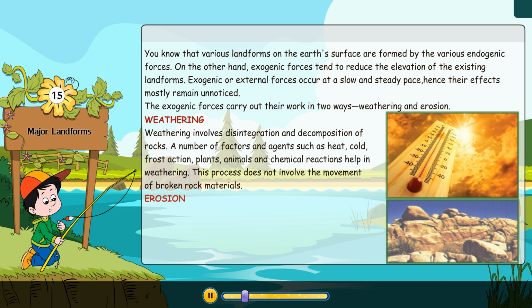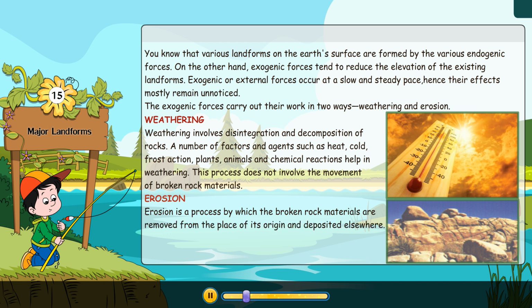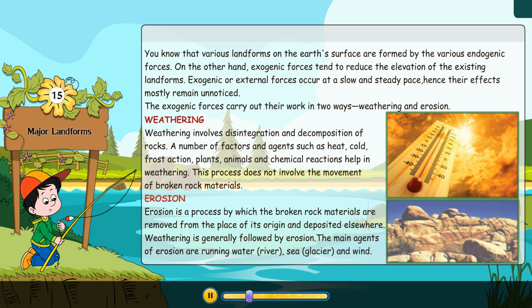Erosion. Erosion is a process by which the broken rock materials are removed from the place of their origin and deposited elsewhere. Weathering is generally followed by erosion. The main agents of erosion are running water or river, sea waves, moving ice or glacier, and wind.